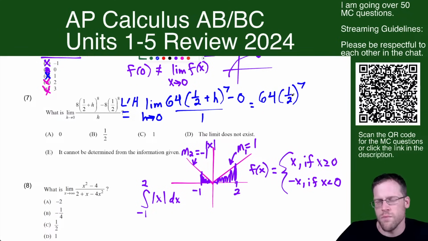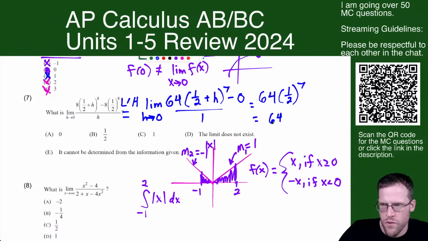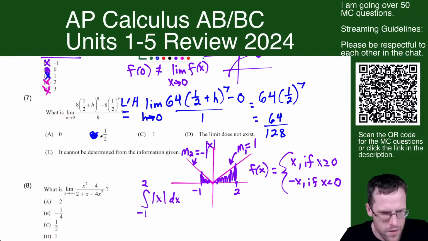And this one, just powers of 2. I know 2 to the 5th is 32, so then 64, 128. So I'm doing 64 times 1 over 128. And that simplifies to a half. Okay, so yeah, calculator skills.